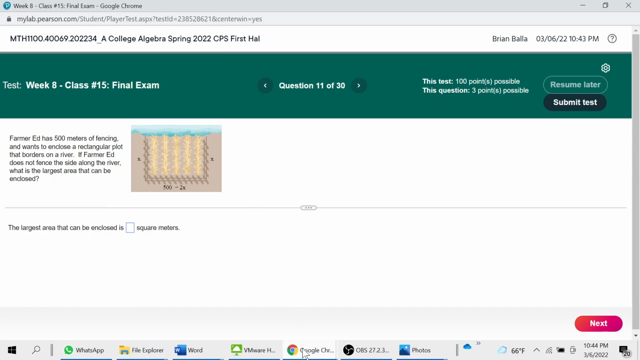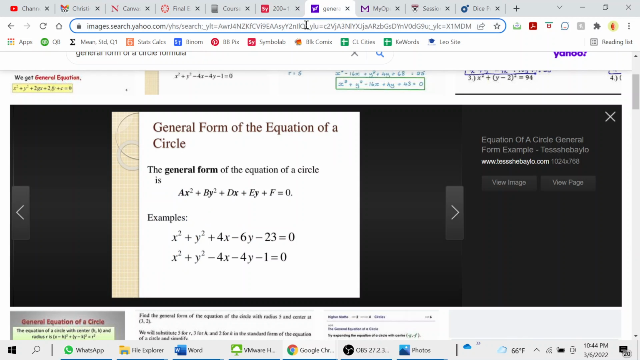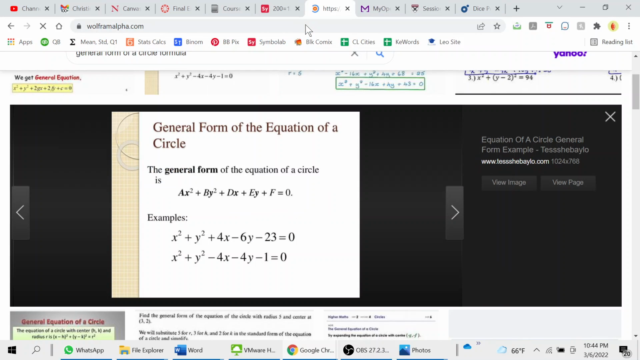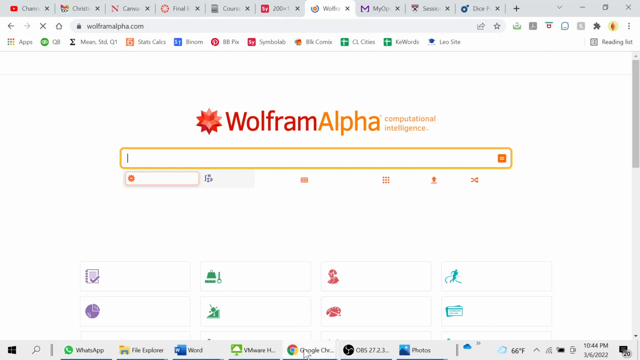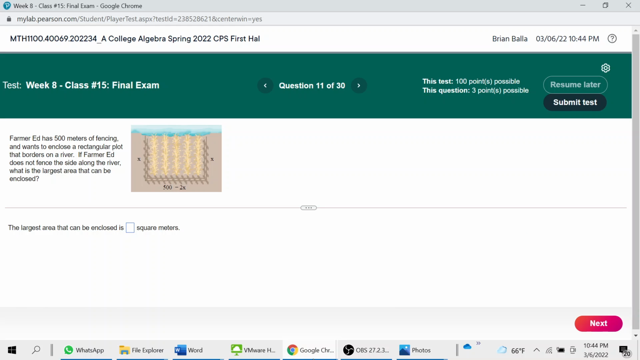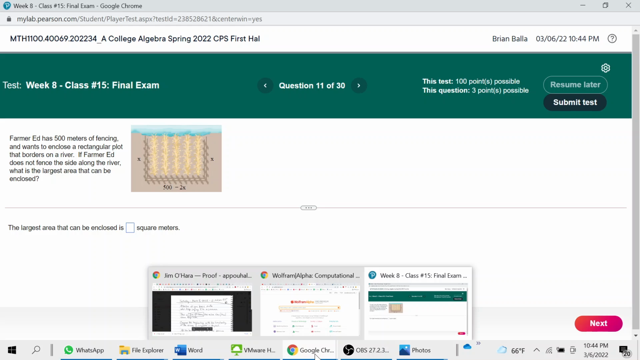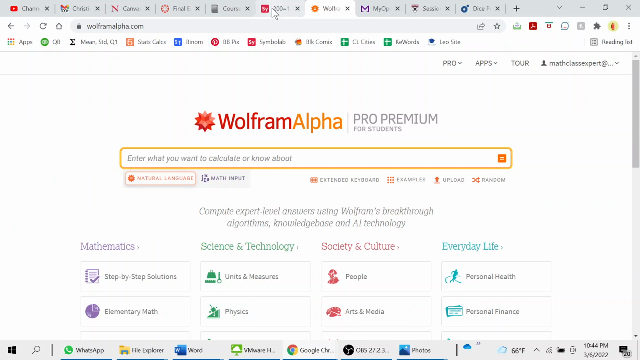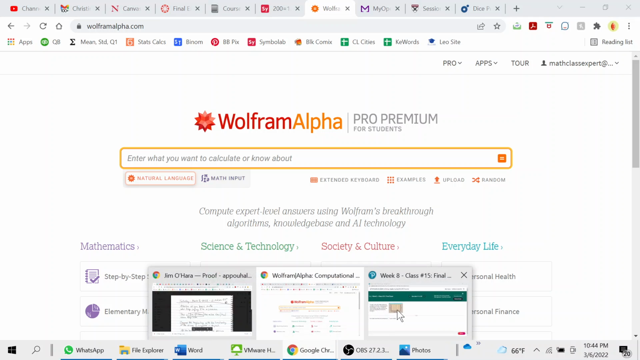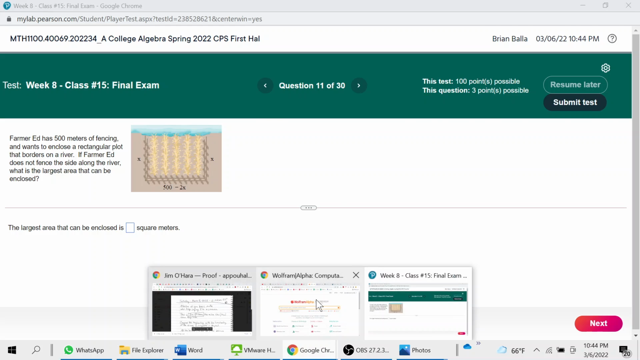Largest area that can be enclosed. This one I'm going to use Wolfram Alpha. This is another software that I like to use for more complex problems like this one. 500 meters of fencing, one enclosed rectangular plot. What is the largest area that can be enclosed? Oh wait, when I think about it, this problem doesn't look that difficult. Okay, never mind. Actually, I'll use this app just to show what it can do, even though I can totally use the other one.